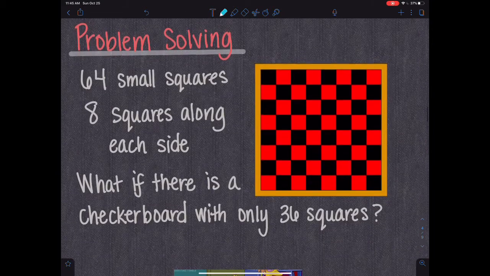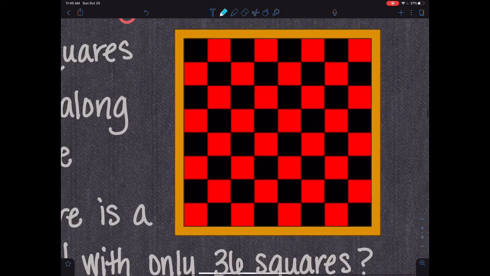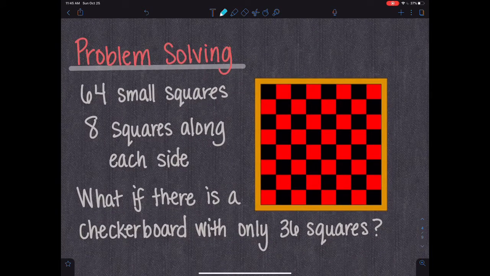Okay, we're going to move on to problem solving. And this one is super fun. I think you're going to like it because it has to do with squaring and it has to do with square roots. So as you can see here, we have a checkerboard. And I wrote the most important things that they tell us about this checkerboard. And the important things are that this one in the picture has 64 small squares. Okay, so they tell us that. And then they also say there are 8 squares along each side.